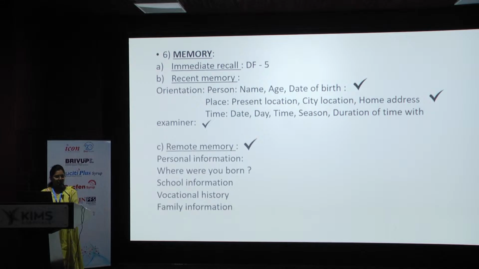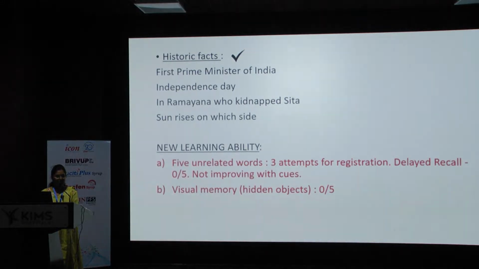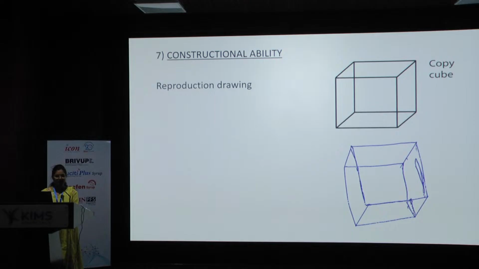Memory: immediate recall, digit forward is 5. Recent memory, name, age, birth, present location, everything was normal. Remote memory and historic facts he was able to answer. New learning ability, 5 unrelated words: he took 3 attempts for registration and delayed recall was 0/5. It was not even improving with cues. Visual memory, 0/5. Constructional ability, he could copy the cube.